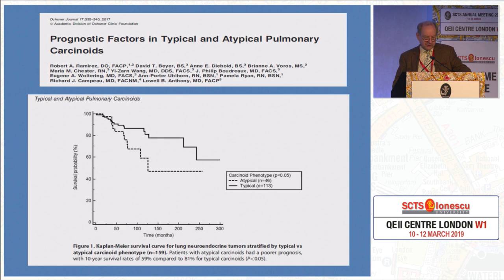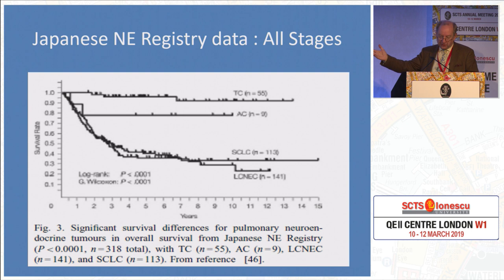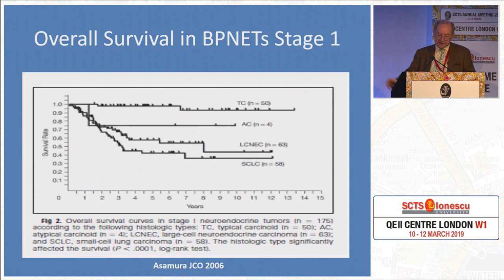And here it's looking at the Ki-67, again, indicating the importance of the top line, the very low Ki-67, 0 to 2. In fact, they've chosen 2 to 10, whereas the 20% will be the cutoff. Japanese data, so we often question whether data from the Far East, as in the biology of tumours, may be different, but it's really showing a remarkably similar pattern. This is all stages, and this is in stage one, in fact, that it's showing a similar sort of pattern.